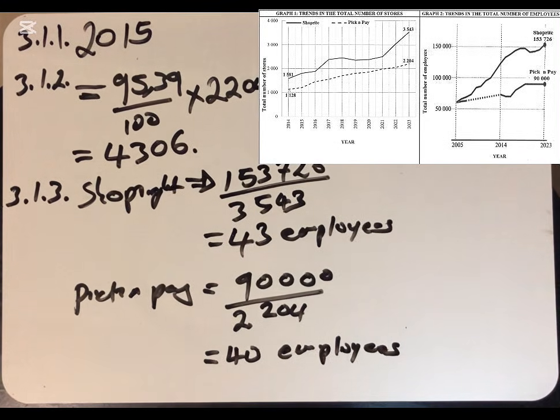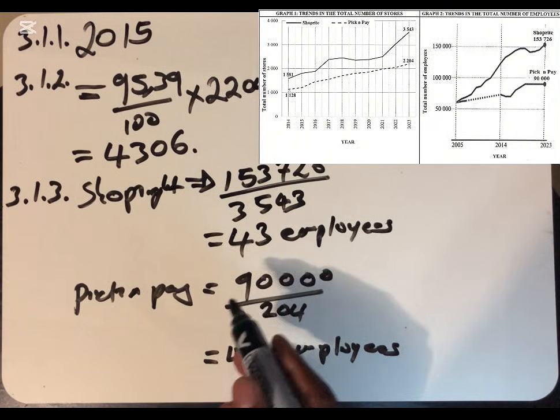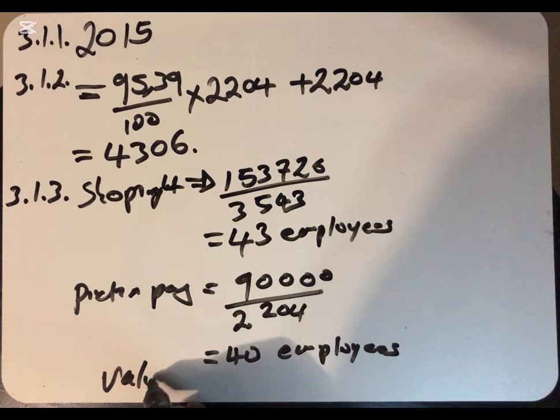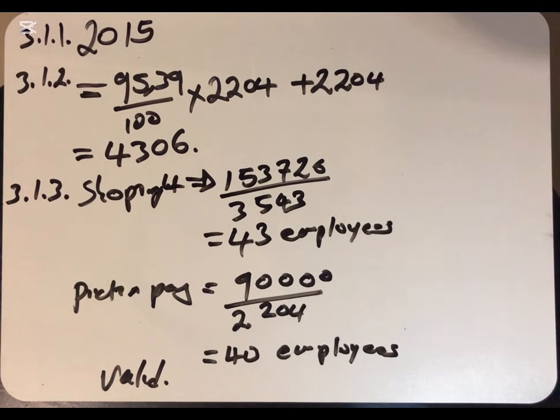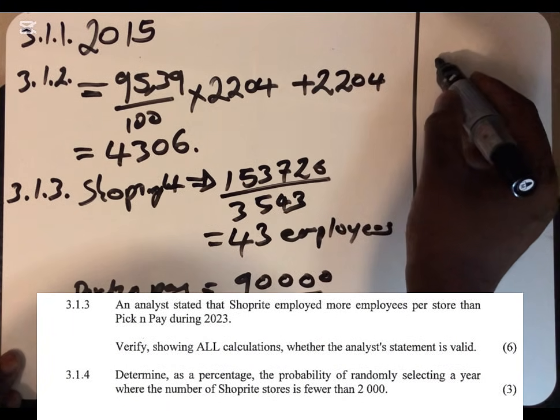And the question says that the analyst stated that ShopRite employed more. You can see that ShopRite is having 43. This one is having 40. The statement is valid. Now we move to the next question. Because of space, I'm just going to squeeze it here.